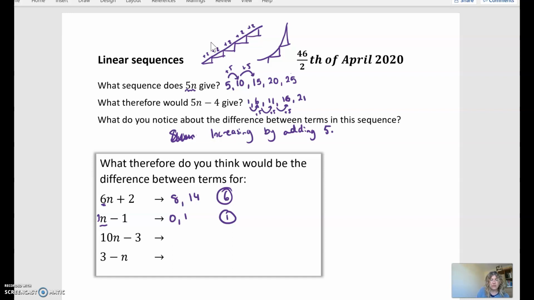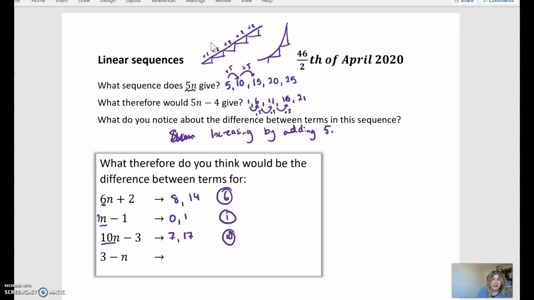Okay, this one, hopefully you're catching on, we would expect the difference in this one to be 10 because that's 10n. So we should have a 10 there. But let's just do the first 2 just to check. So 10 times 1 is 10, minus 3 is 7. 10 times 2 is 20, minus 3 is 17. So again, we've got a difference of 10 between 7 and 17.